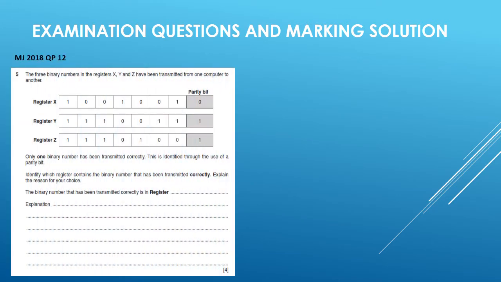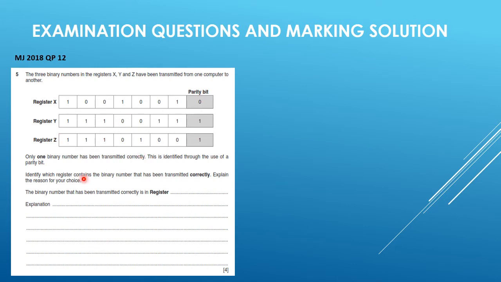Now let's solve a few examination questions to practice the concept. Here is question number 5, which I have taken from May-June 2018 question paper variant 1-2. The question statement is: three binary numbers in the registers X, Y, and Z have been transmitted from one computer to another computer. Now you can see register X and the binary value, register Y and register Z.